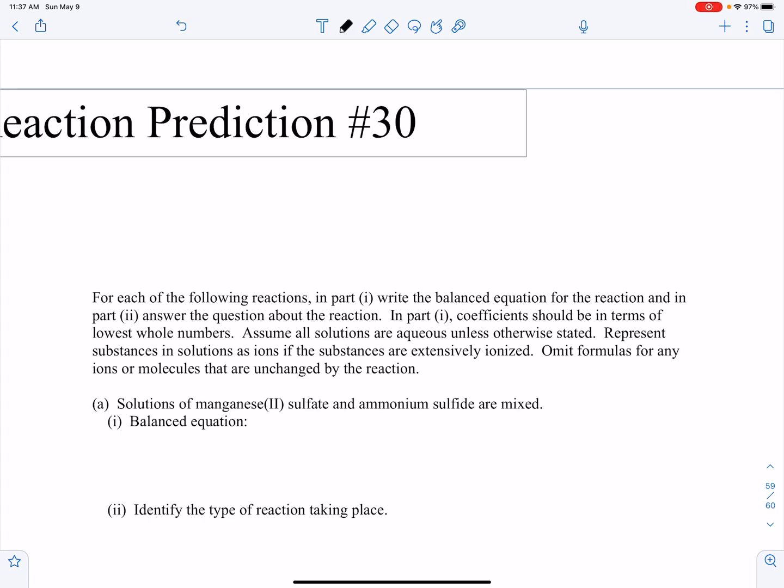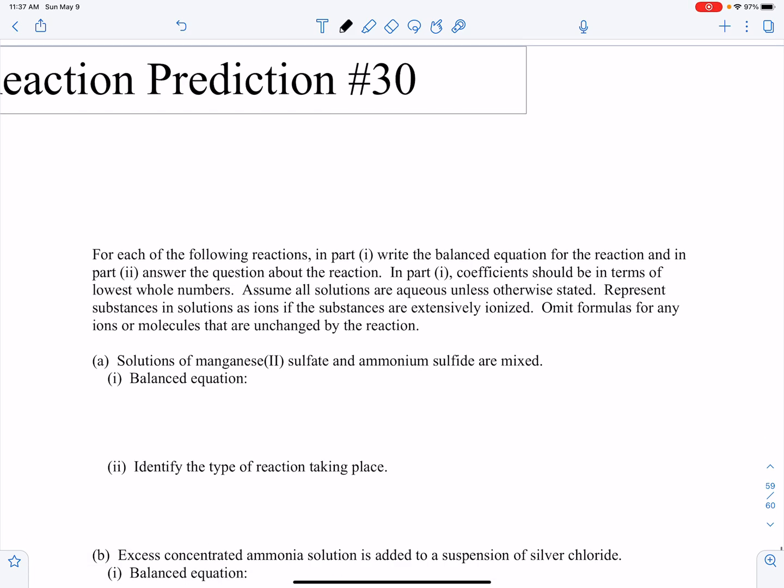Well, we have finally made it to reaction prediction number 30, our final reaction prediction of the year. It is my hope that after now 30 of these reactions, you are able to more effectively predict the products of reactions, and that maybe by the time that you move on from here, this will be a skill that will serve you well. So let's start with the first one.